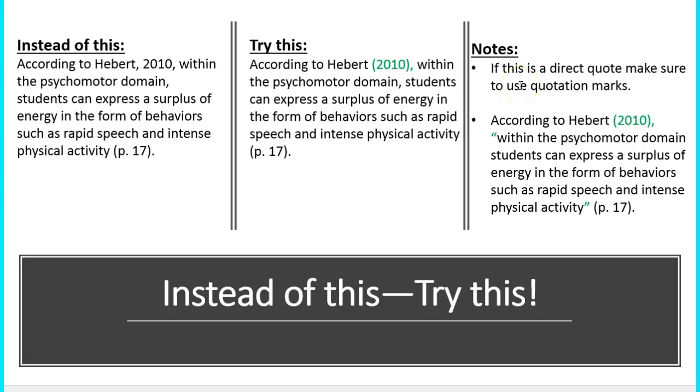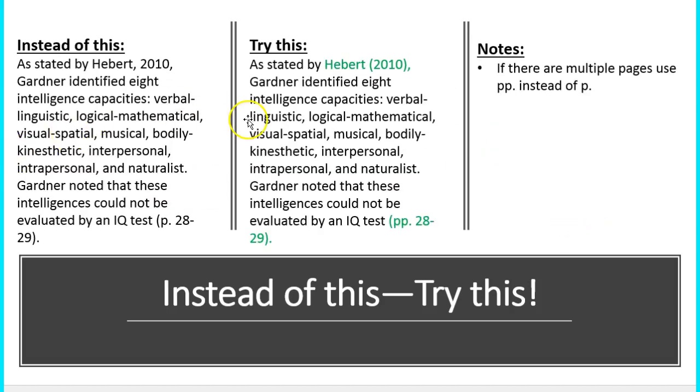If this was a direct quote, make sure to use quotation marks. So according to Aber 2010, and then you would quote what was being said. In this case over here, I'm just assuming that this was rewritten by the student. But if it was a direct quote, you want to capture that with the quotation marks. All right, the next one, instead of this, try this.